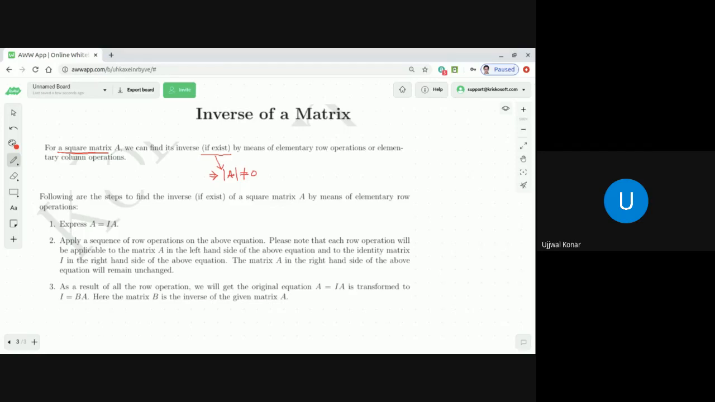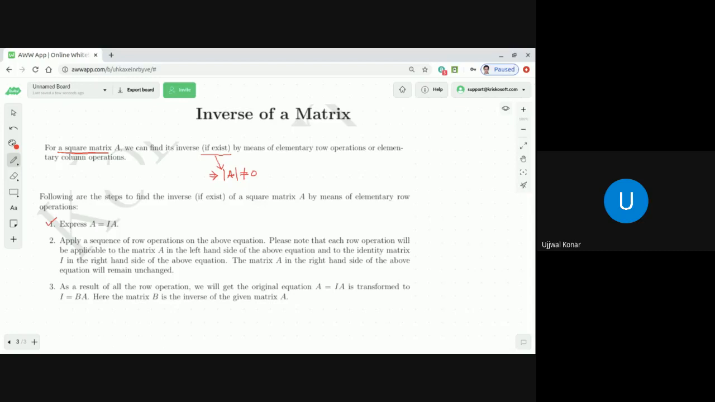Following are the steps to find the inverse, if it exists, of a square matrix A by means of elementary row operations. The first one is to express A as equal to I into A. Dear students, if you multiply a matrix A with an identity matrix of the same order, you will get the same matrix. You can try, you will get this.